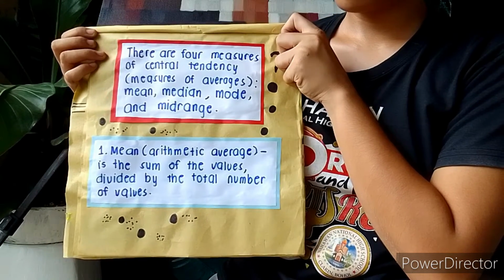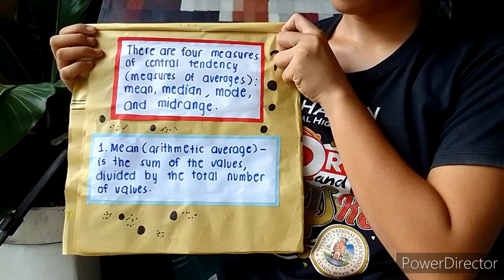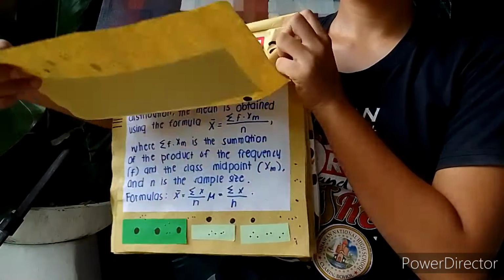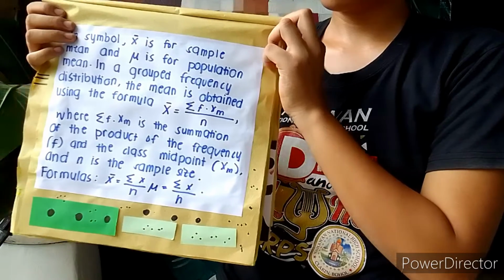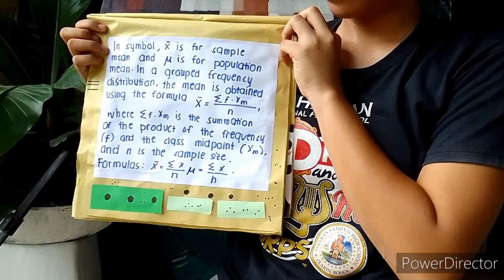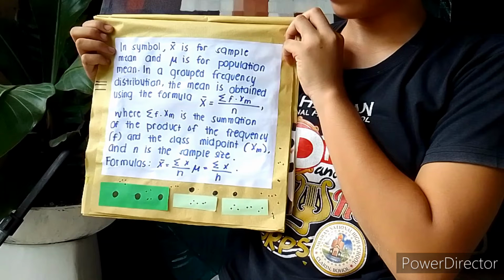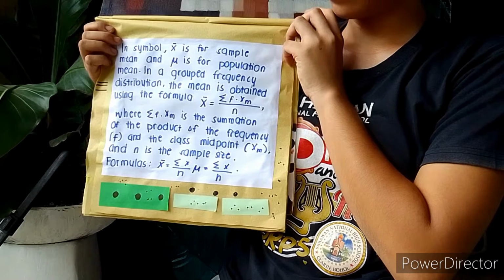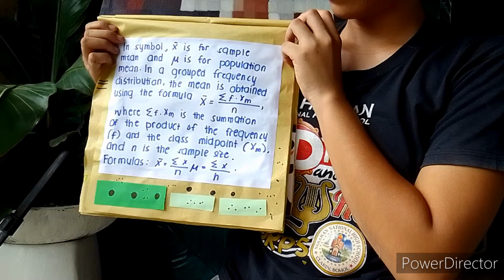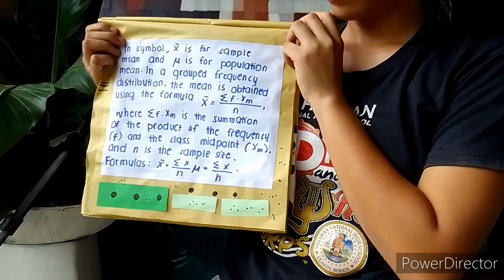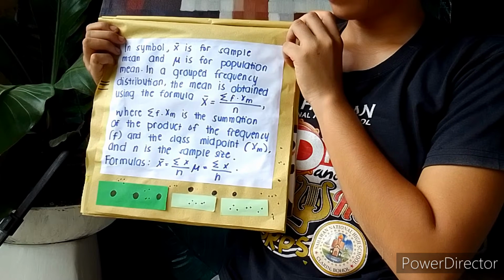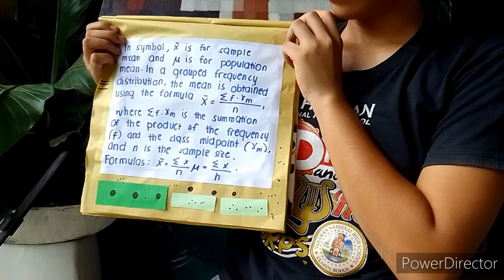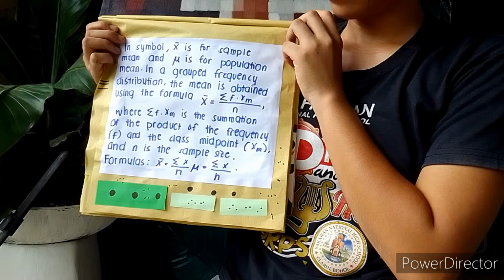First, the mean or arithmetic average is the sum of the values divided by the total number of values. This symbol is for sample mean and this symbol is for population mean. In a group frequency distribution, the mean is obtained using the formula mean equals summation of f times x sub m over n, where summation of f times x sub m is the summation of the product of the frequency f and the class midpoint x sub m, and n is the sample size. So these are the formula for the sample mean and the formula for the population mean.